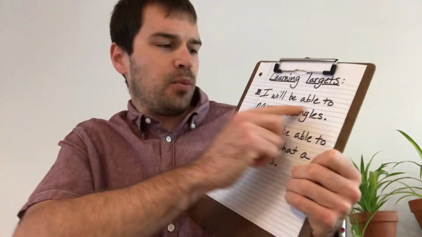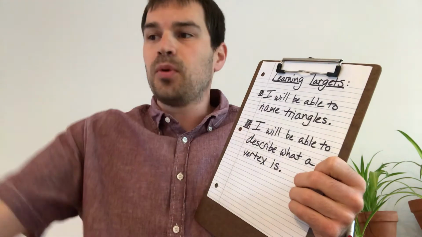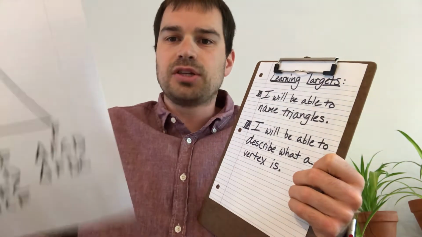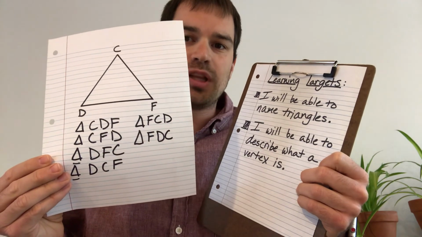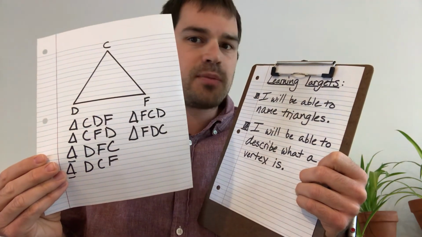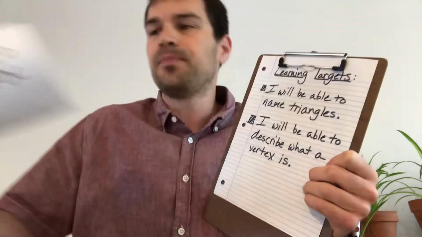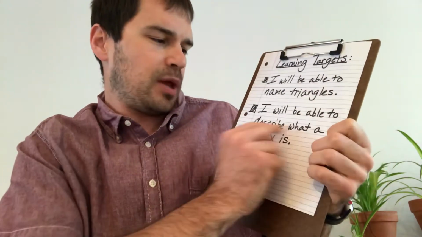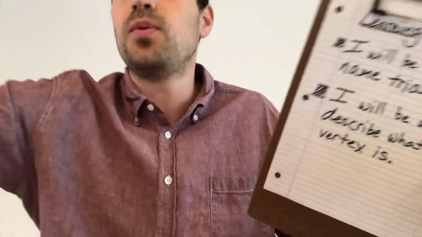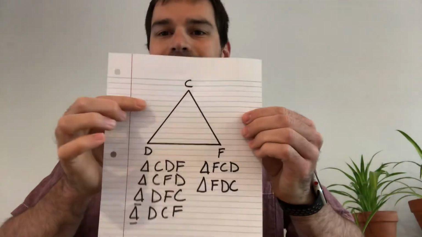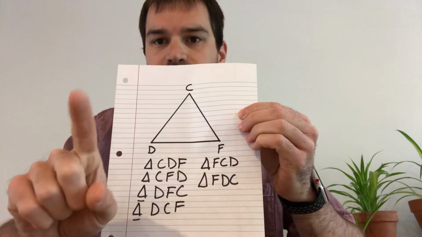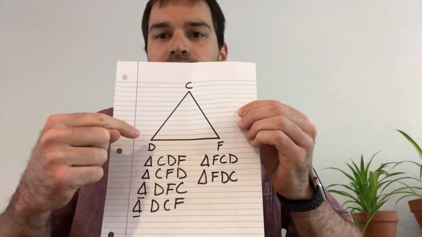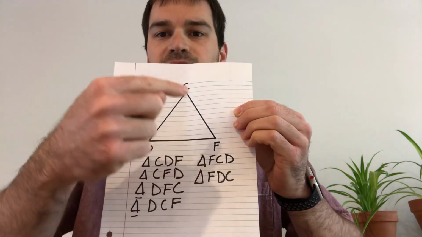So our learning targets, again, that I will be able to name triangles. And remember, we did that with our activity that we saw just here. Remember, the key thing is you always start with the triangle and use the letters that are given to you. We don't name them just a name that you want to name your dog. The second learning target is I will be able to describe what a vertex is. And if you remember, a vertex is where any 2 sides meet. So in this particular triangle, the vertices is plural for vertex, we have the vertex of D, F, and C.